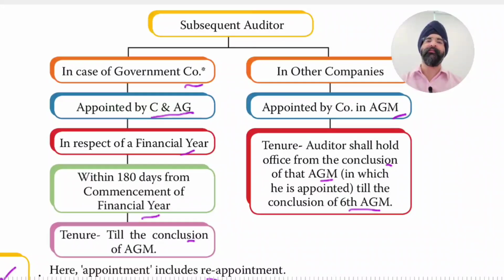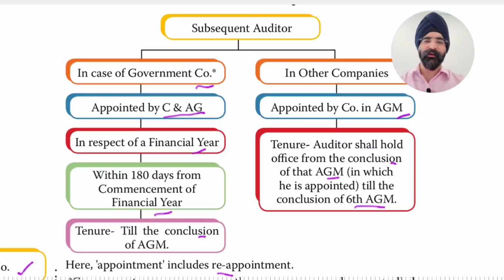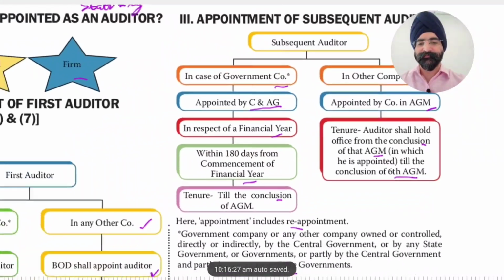Can an auditor be appointed for a duration lesser than 5 years? The answer is no. Only in case of the first auditor or in case of casual vacancy, the auditor is appointed for the current financial year and then he has to be appointed again at the annual general meeting for subsequent 5 years. But in case of a government company, the Comptroller and Auditor General appoints every year for that particular financial year within 180 days of commencement of that financial year.